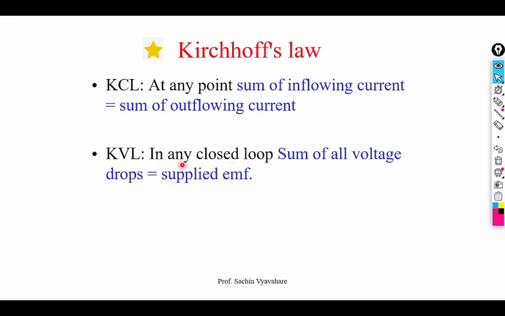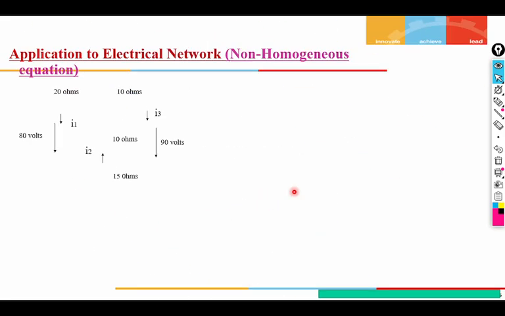And the next part is KVL. KVL states that the sum of voltage drops in any loop of the circuit is equal to the supplied EMF. We'll discuss this with an example, then it becomes clearer. So let us come to the first question.